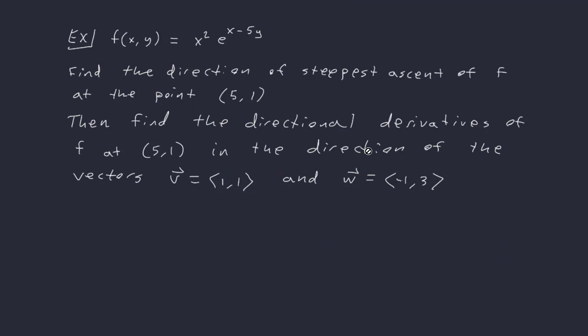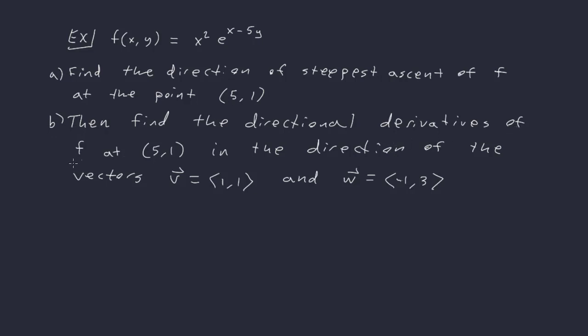All right, so let's actually do another example with some math, because we can't always look at a graph, but we can always use the math that we've learned to figure this stuff out. Given the function f of x, y equals x squared times e to the x minus 5y, let's find the direction of steepest ascent of f at the point (5, 1). So that will be part A.